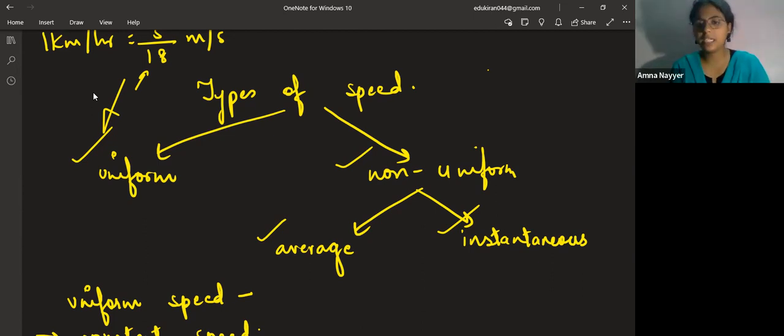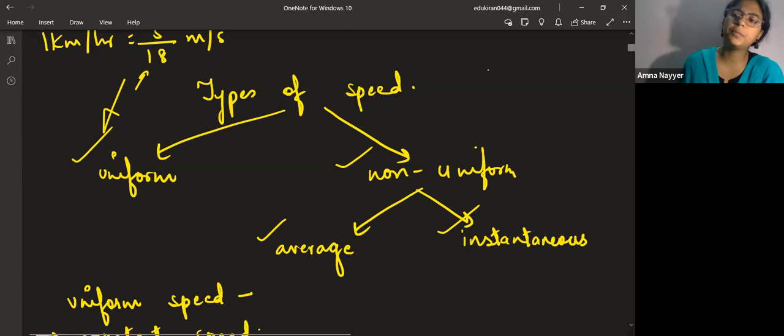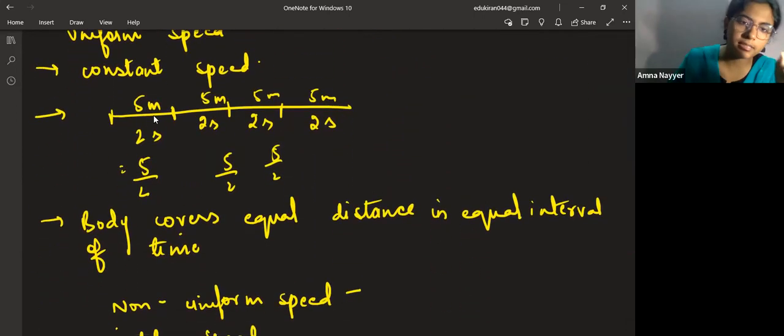See, uniform speed means the speed is not changing with respect to time, with respect to position. If you say speed is not changing, that is what is meant by uniform speed. So for uniform speed, you can use a constant term. In this initial instant, it is 5 meters covered in 2 seconds. Then in the next instant, this is again 5 meters per 2 seconds. So when you take the speed, 5/2, 5/2, 5/2, all become the same.